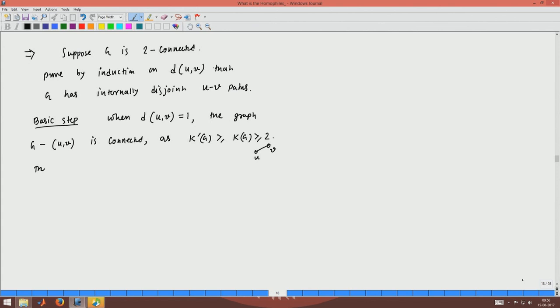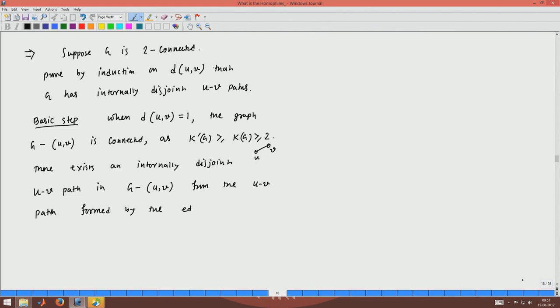That means there exists an internally disjoint uv path in G minus uv, from the uv path formed by the edge uv.